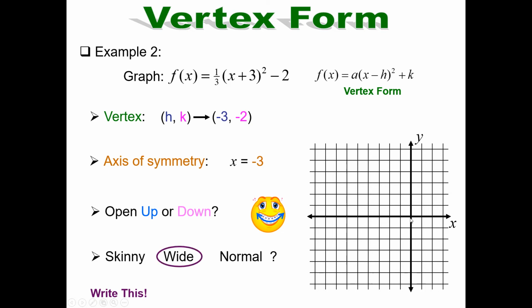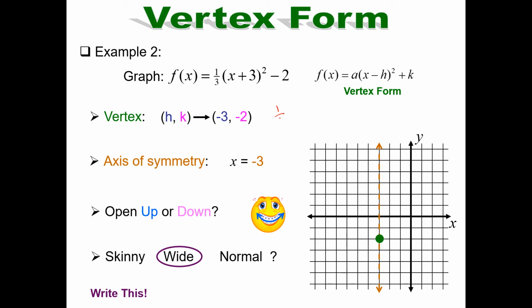So let's graph it. So -3, -2. AOS is at -3. So I should choose a point that's close to this -3, so like -2 or -1. But I already know it's wide, so I know I'm going to have room to choose 0. So I'm going to go ahead and just find the y-intercept so we get used to doing that.